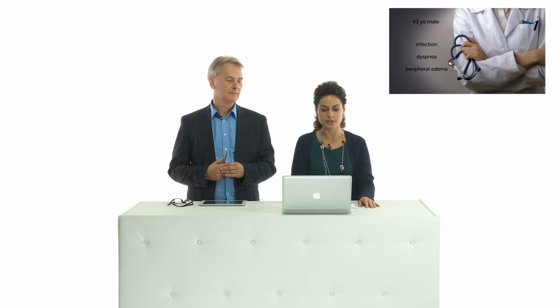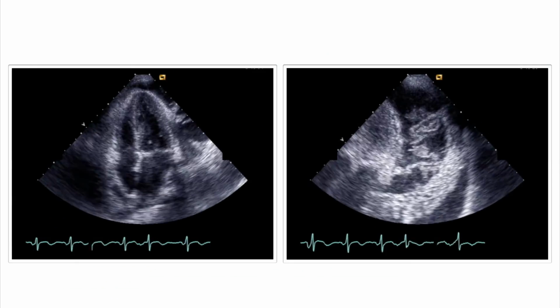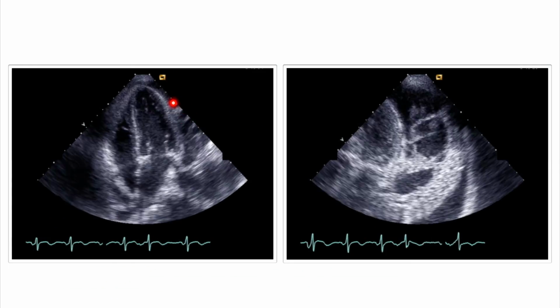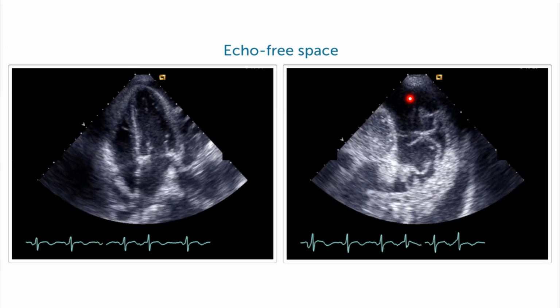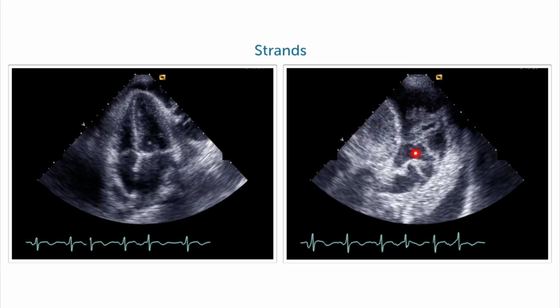But we are not done yet with this chapter on infection of the heart. We have another case for you. Here is a 40-year-old male who presents with infection, dyspnea, and peripheral edema. It takes long until he comes to the hospital, and this is how his heart looks. Look lateral to the left ventricle. You can see an echo-free space with little strands inside.